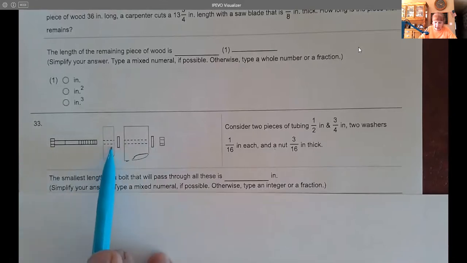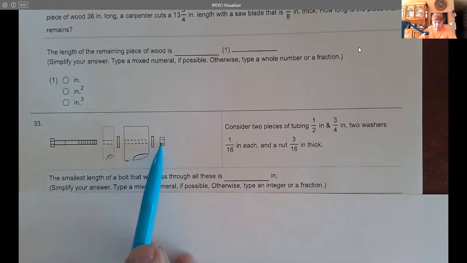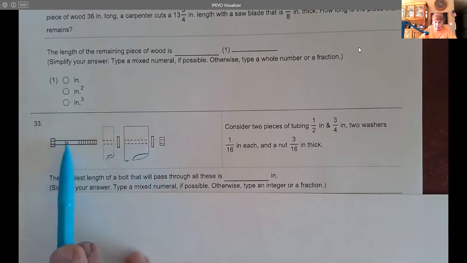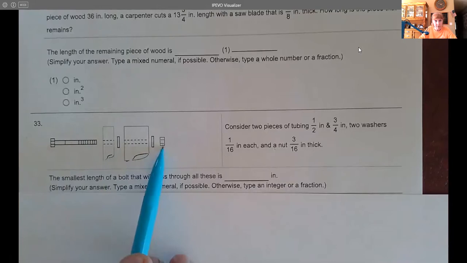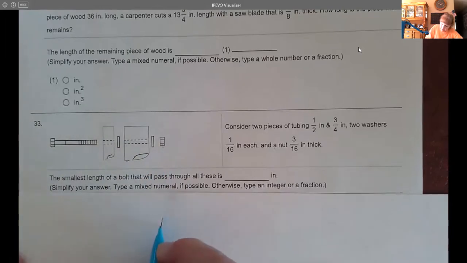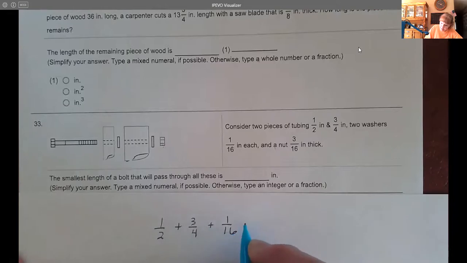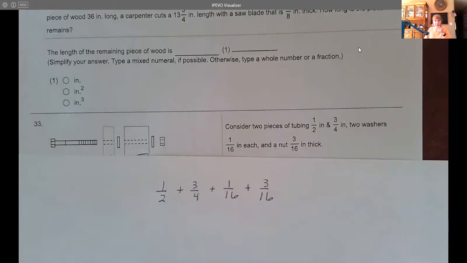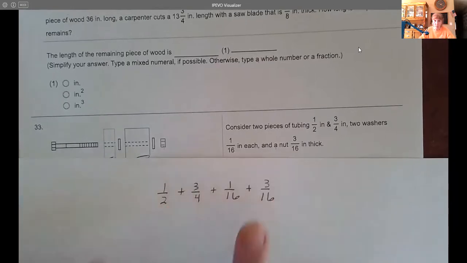Well, it looks like we're going to have to add all of these up to determine the length of the bolt that will pass through those. So we're going to take 1/2 plus 3/4 plus 1/16 plus 3/16. We're going to add these up. Now notice I'm leaving them side by side. I don't have mixed numbers, so I'm not stacking them, I'm leaving them in a row. We need to get a common denominator before we can add these together.